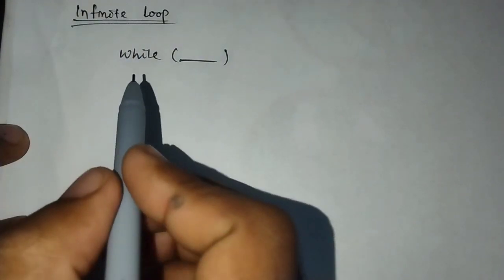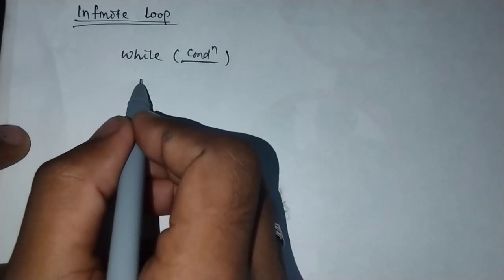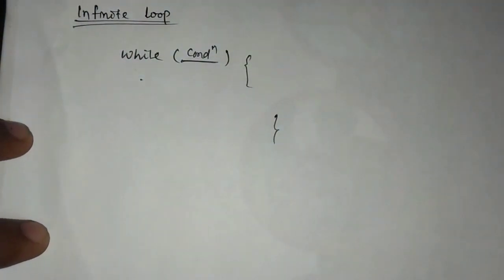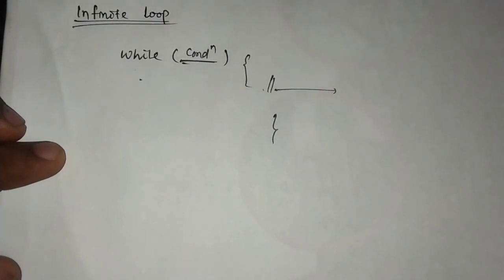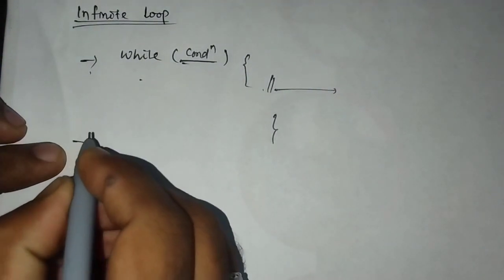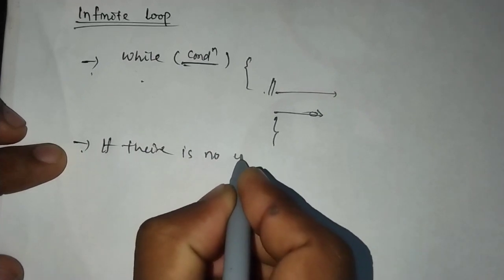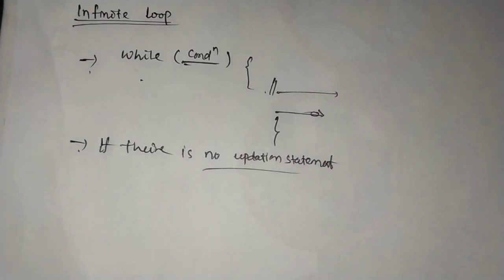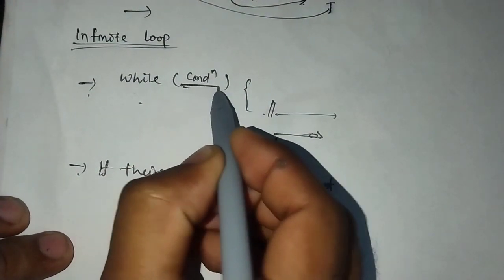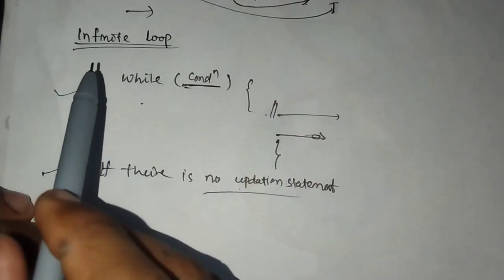Another concept, that is infinite loop. There will be a while, after this the condition. If the condition is false, then it will not enter the while loop. If the condition is true and the condition is always true, then the code is going to run infinite times. And the second condition for an infinite loop is if there is no updation statement, then it will also be an infinite loop. And these are the two conditions for infinite loops. First one is the condition is always true and the second is the updation statement is not in the code. For these two, the loop is going to be an infinite one.